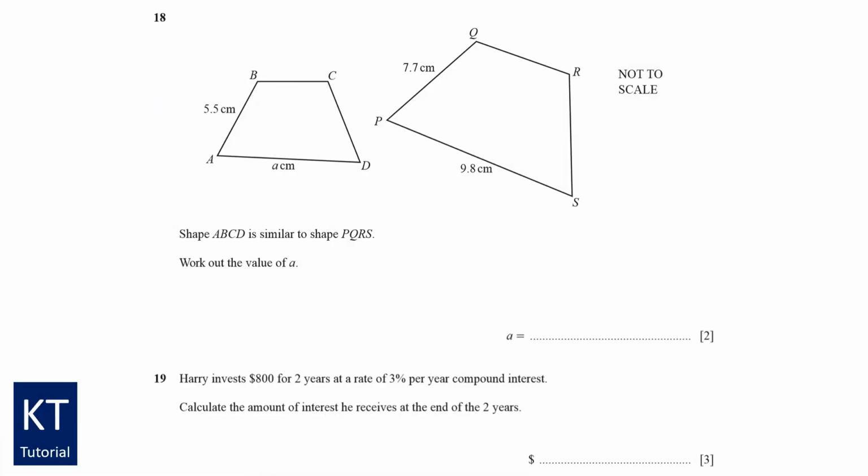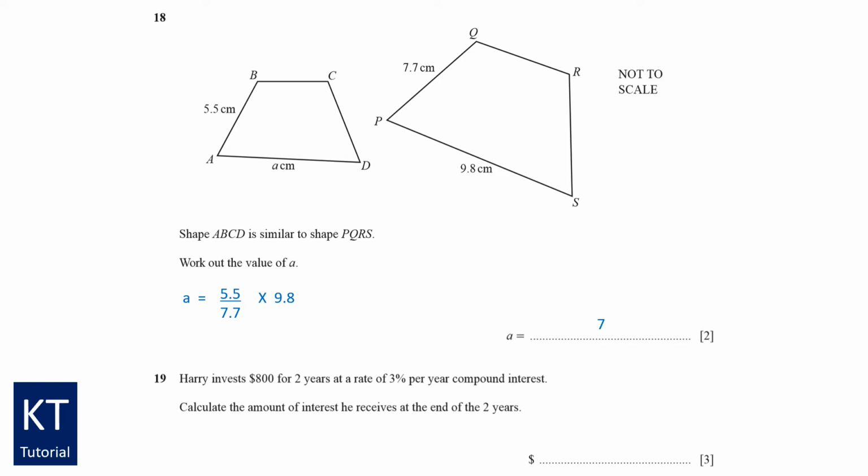Question 18. Shape ABCD is similar to shape PQRS. Work out the value of A. Knowing that the proportion of AD and PS is equal to that of AB with PQ, A is 7.